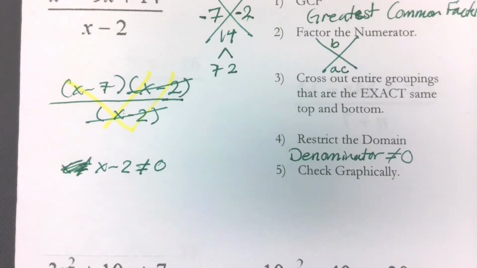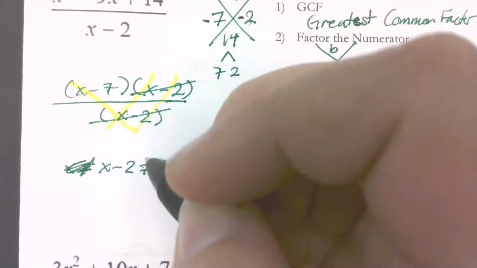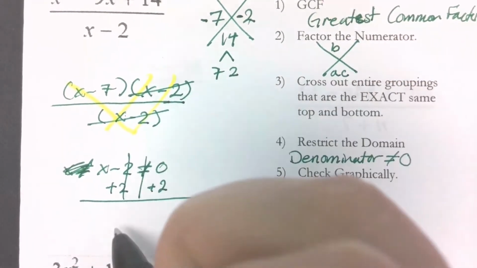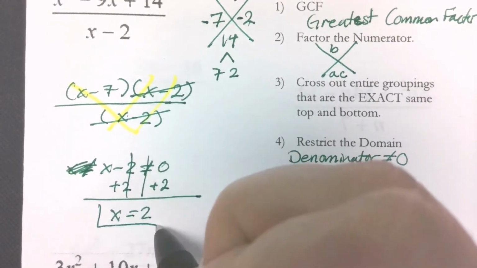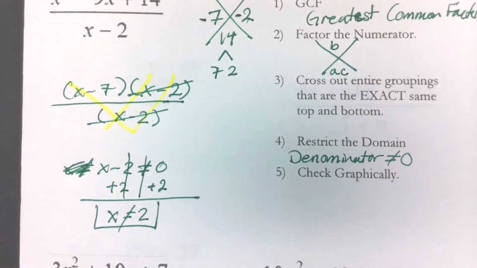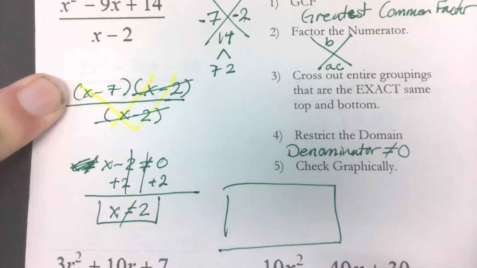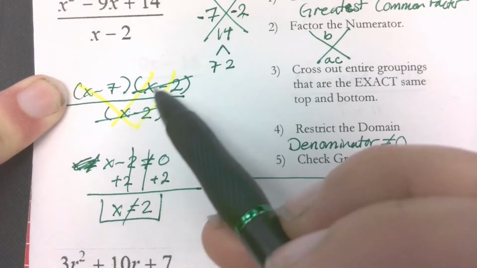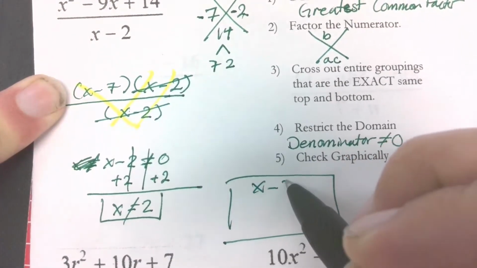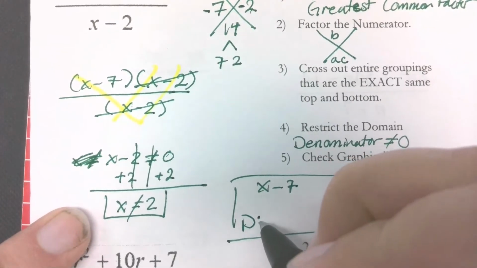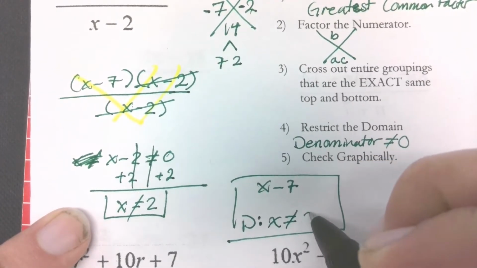So then, how do we get that x by itself? What do we do? Yeah, just plus 2. X is not allowed to be 2. So our final answer, we're going to write down what was left, guys. What was left when we crossed these out? What was still left? X minus 7, yeah. So X minus 7 is the equation, and the domain is X is not allowed to be 2.